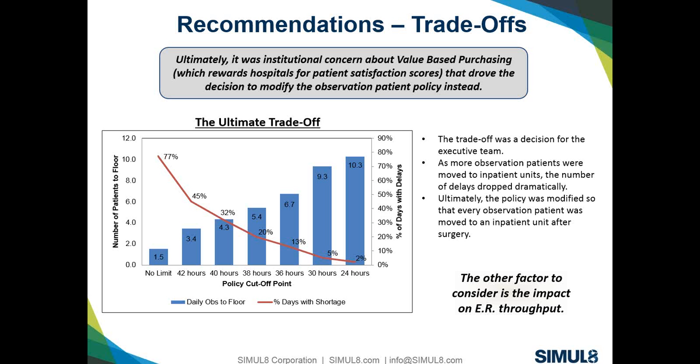And so what we saw was that as we moved the cutoff point shorter and shorter, as we went to the right on the graph, and we were moving more and more patients into the inpatient units, we saw those delays drop off dramatically. So it's a pretty intuitive relationship. This graph isn't surprising, but I think it really forces you to have the conversation around what is the trade-off we're willing to make.